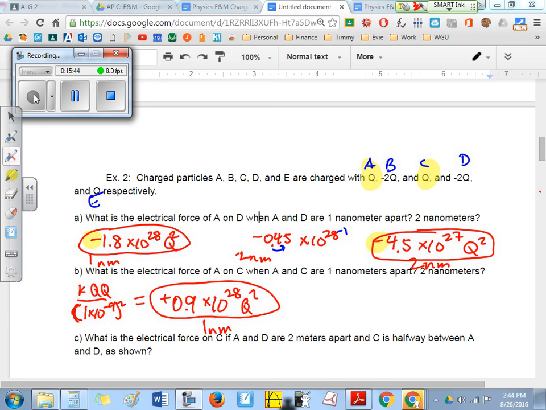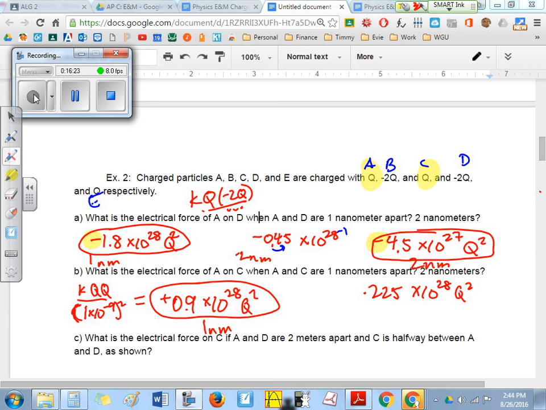So see how I'm saving time by not recalculating? Because last time there was a K, Q, and a 2Q on top. And now there is no 2 on top. I'm just assuming that the answer for the first question on part B is just half of the answer for the first question on part A. So we're trying to not really recalculate if we can help it. And then the same thing happens. When you go to the 2 nanometer case, the force gets cut down to 1/4, right? So now what's 1/4 of 0.9? It would be 0.225. Okay, so 0.225 times 10 to the 28th.